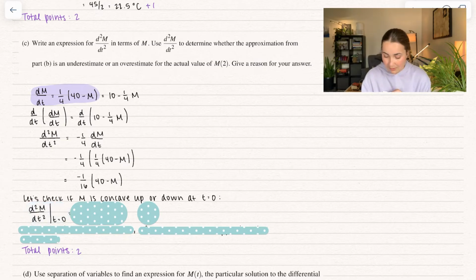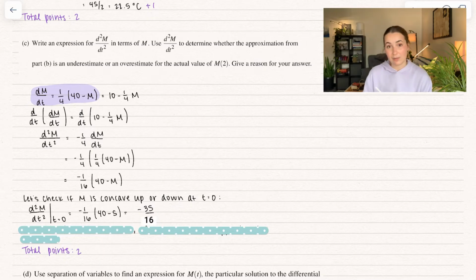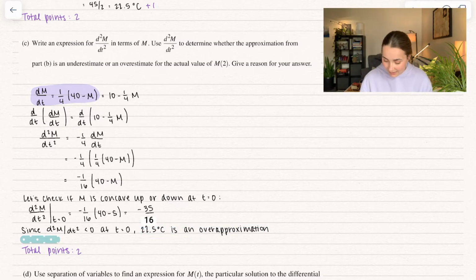First, I'm going to take my second derivative and evaluate it at t equals 0. So when I plug in t equals 0, that's when the temperature is equal to 5. So I can replace m with 5, and we end up getting 40 minus 5 is 35. So negative 35 divided by 40. So notice that this is less than 0. It's negative, right? And when it is negative, that means it's going to be concave down. So why does that mean it's an over approximation?